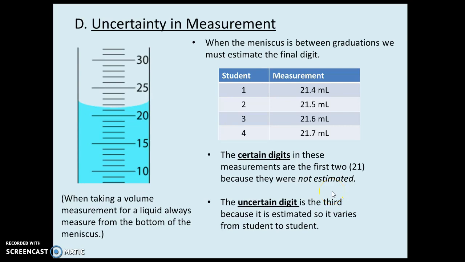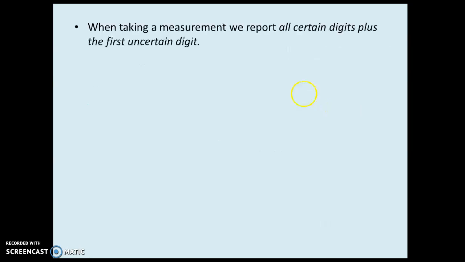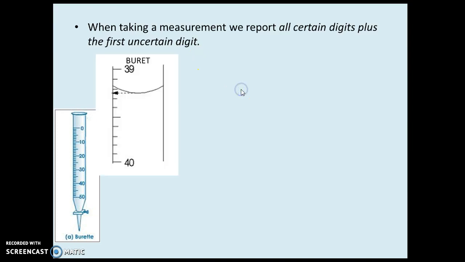So with this certainty and uncertainty in measurement, we only take a guess at the last digit. And then when I read a number, whatever this last digit is, I can assume that it's estimated. All right? And we'll do one more quick slide. When taking a measurement, we report all the certain digits plus one uncertain digit. So that's basically what I just said.